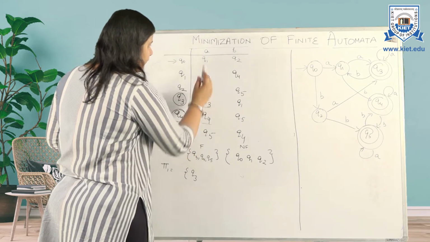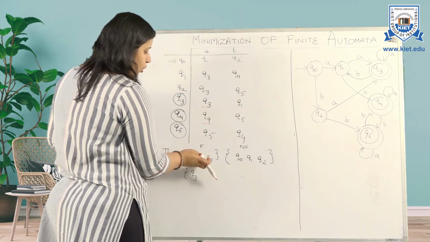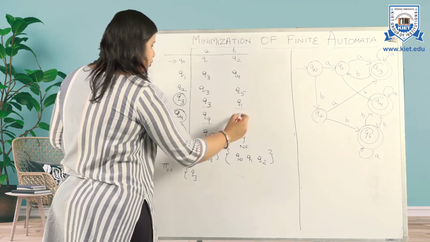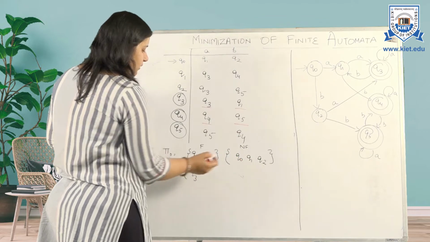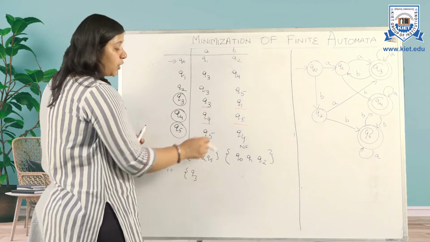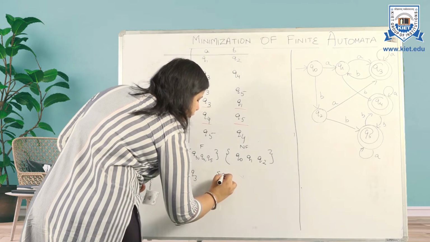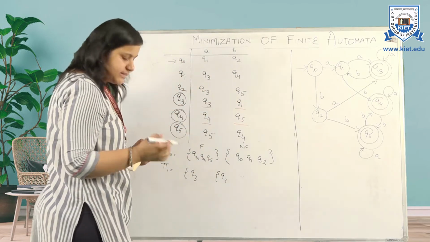Q3 and Q4 with A transition are Q3, Q4. It belongs to one set. And Q3 and Q4 with B transition are Q1 and Q5. Q1 is here and Q5 is here. So they are not equivalent. So Q3 and Q4 will make different sets.